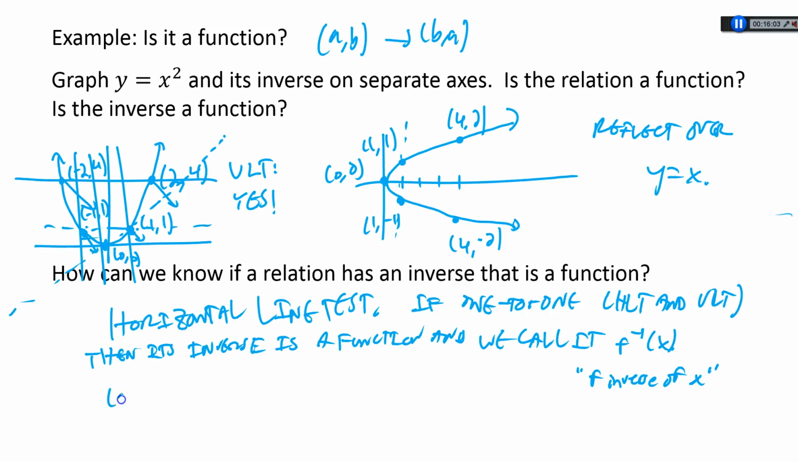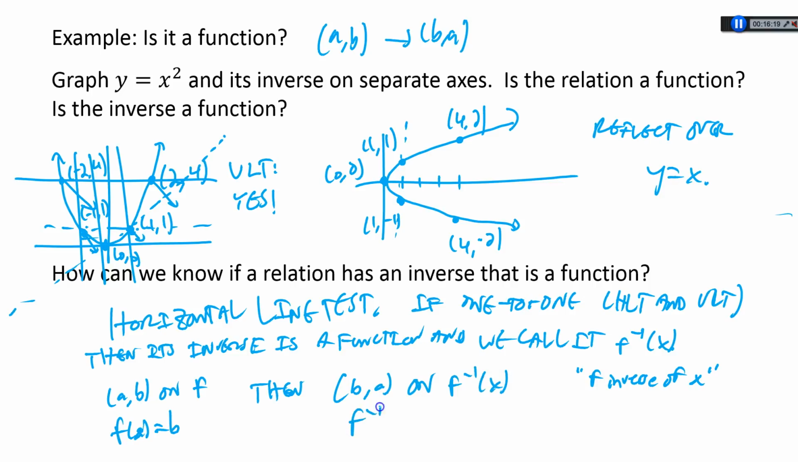Okay, and remember, if (A, B) is on F, which means F of A would be equal to B, right? So if I plug A into the F function, it gives me B. Then (B, A) is on F inverse of x. In other words, F inverse of the value B gives us back the A value, it returns the A. Okay? So that's what I want to talk about with inverse relations and functions in this video.